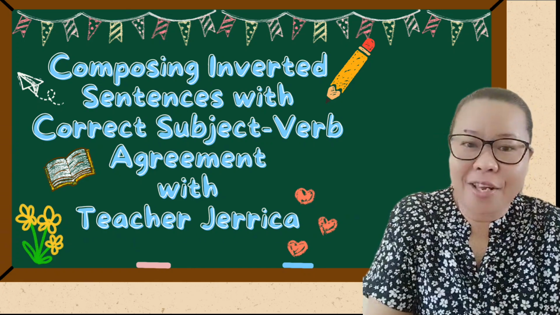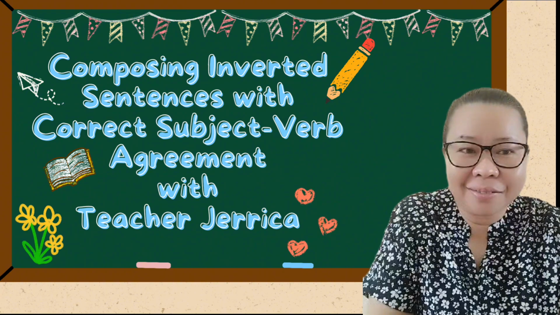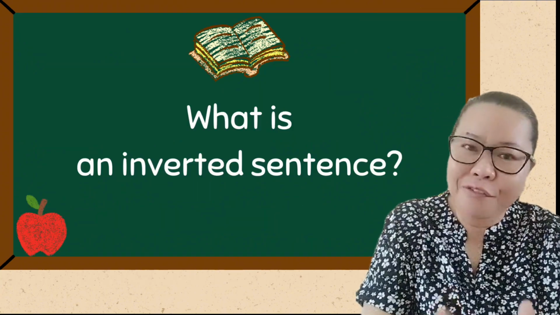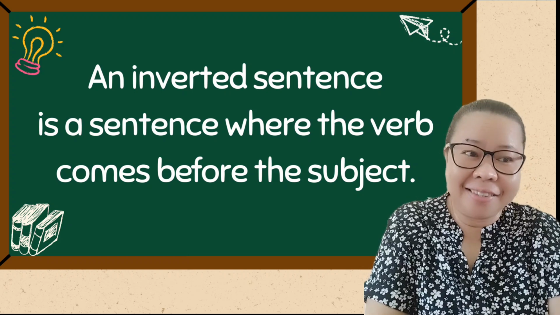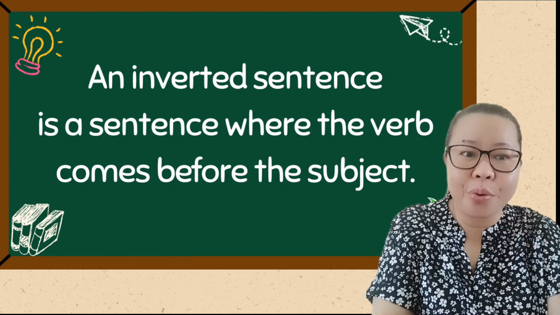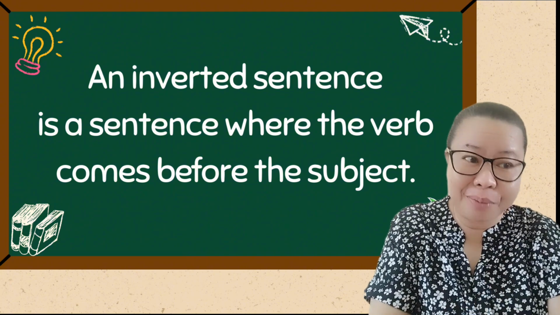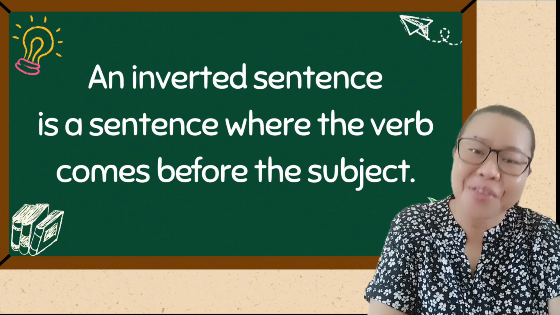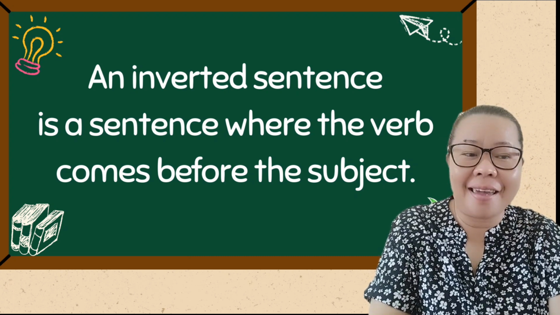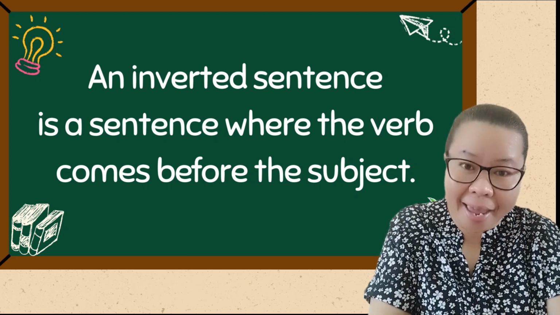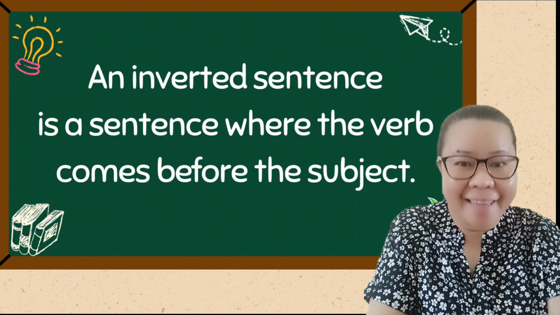In my last video, we learned how to invert a natural order sentence. Who remembers what an inverted sentence is? Yes, an inverted sentence is when we switch the usual order of the sentence. Instead of having the subject come first before the verb, it's the other way around. For example, instead of saying, "The cat is on the mat," we say, "On the mat is the cat."